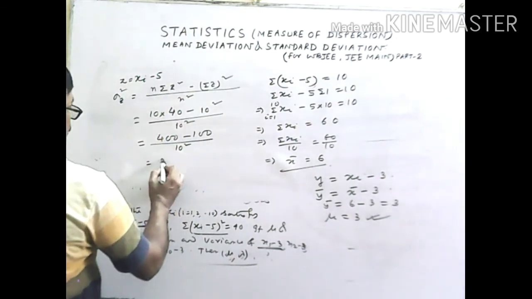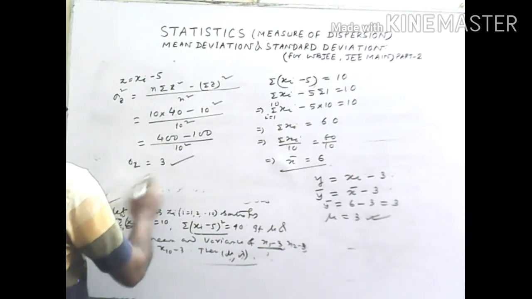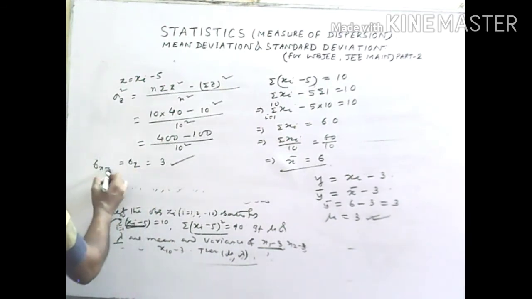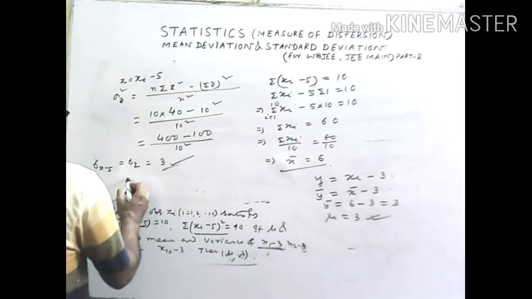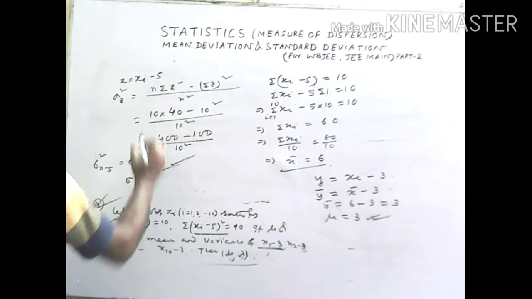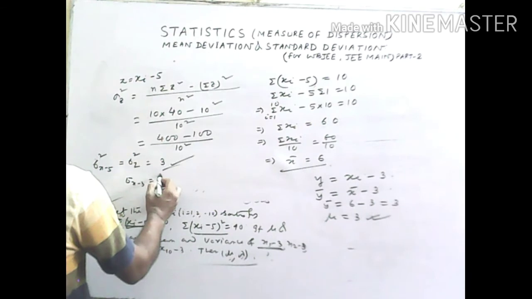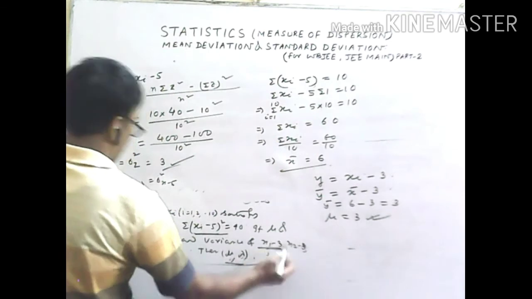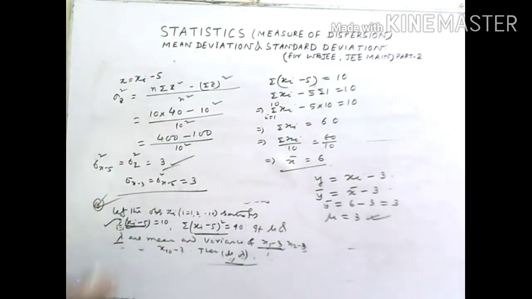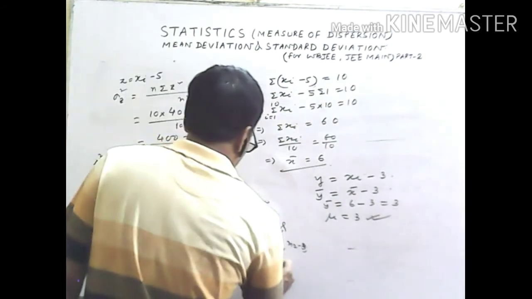So this is, so what is sigma z? Sigma z equals sigma of x minus 5 equals 3. Now we have to calculate sigma square. Sigma square x minus 3 equals sigma square x minus 5, because we have shifted the origin only. So no change. So what is mu and lambda? Mu is 3, lambda is 3.